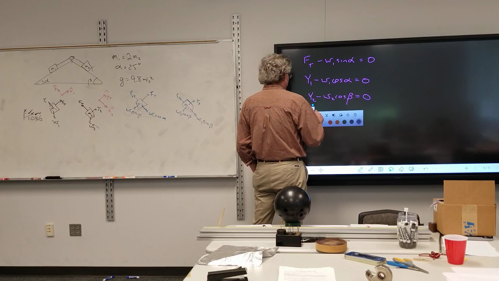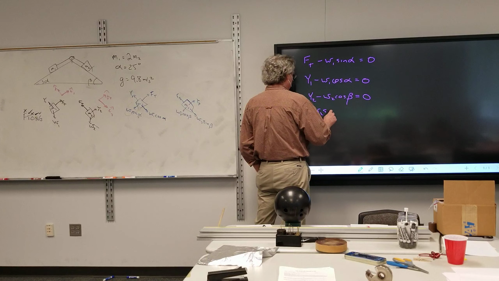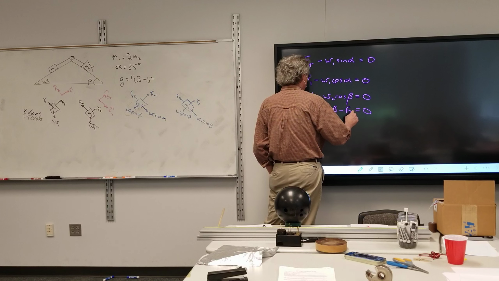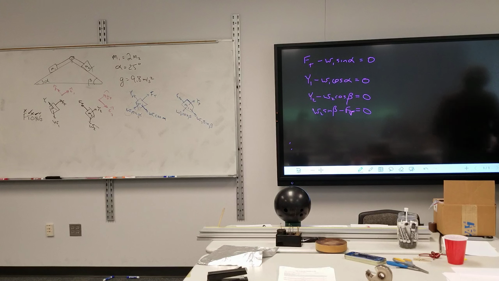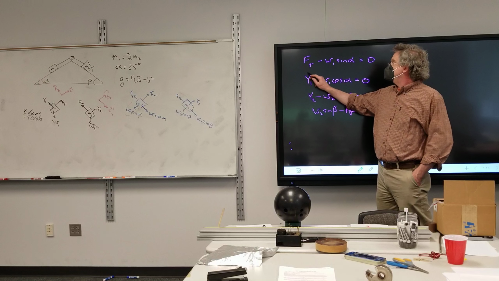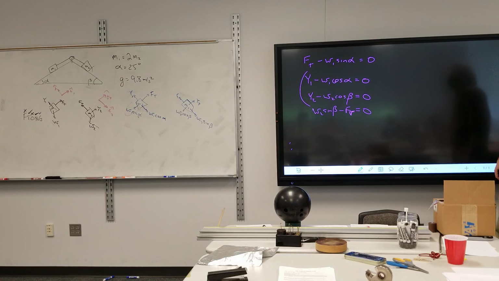So we had W2 sine beta minus F_T is equal to 0. We're trying to find beta. Because there's no friction, the two normal force equations have no impact in our particular problem here, because they're both perpendicular to any possible movement.